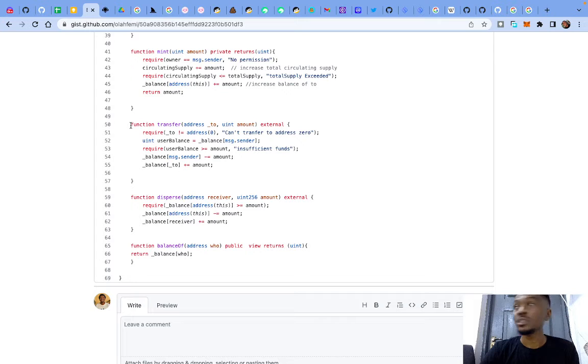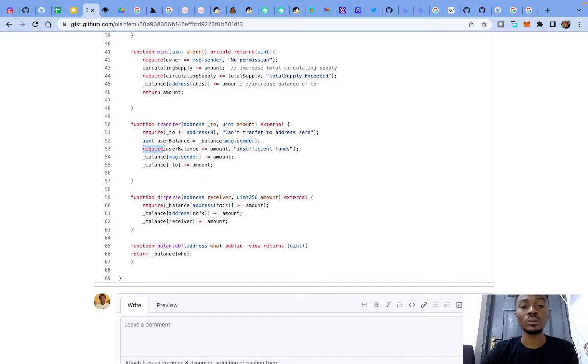So this next function is the transfer function. This is the function that allows someone to transfer to another person. On this first line, we want to ensure that the users don't lose their funds by transferring to the dead address, which is address 0 in Ethereum. And we are updating our user's balance.